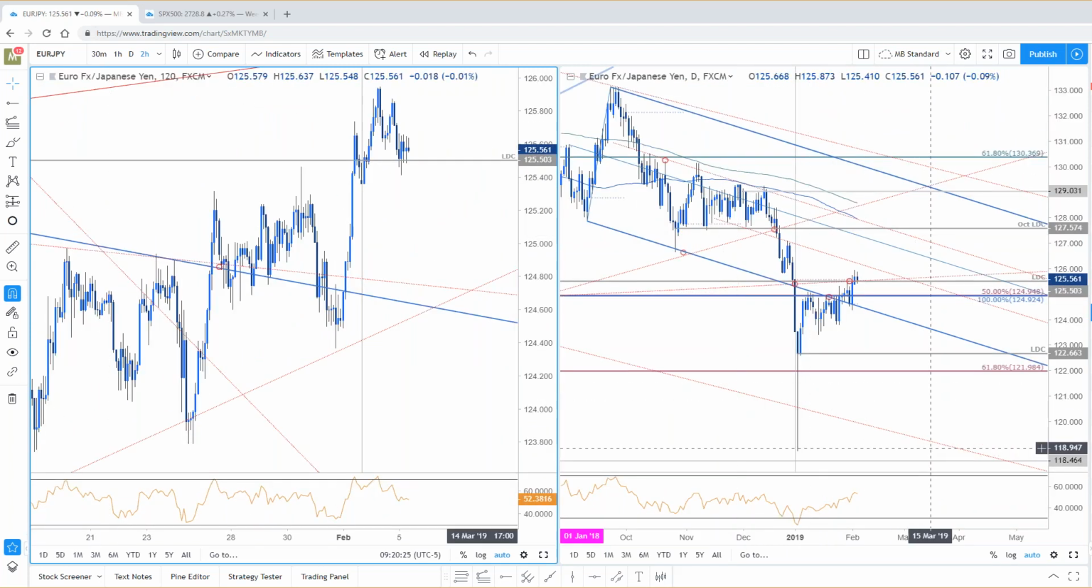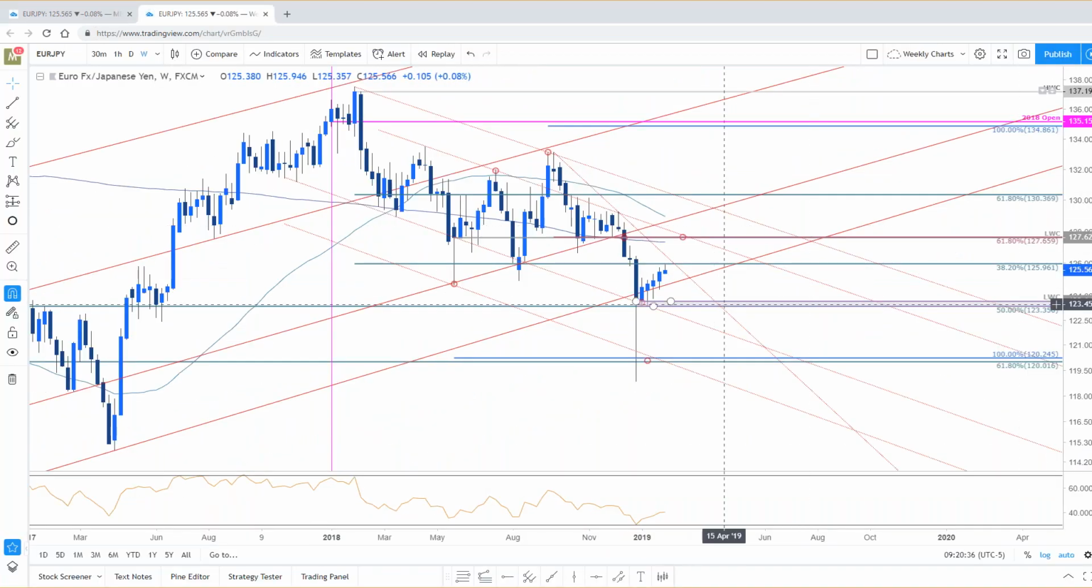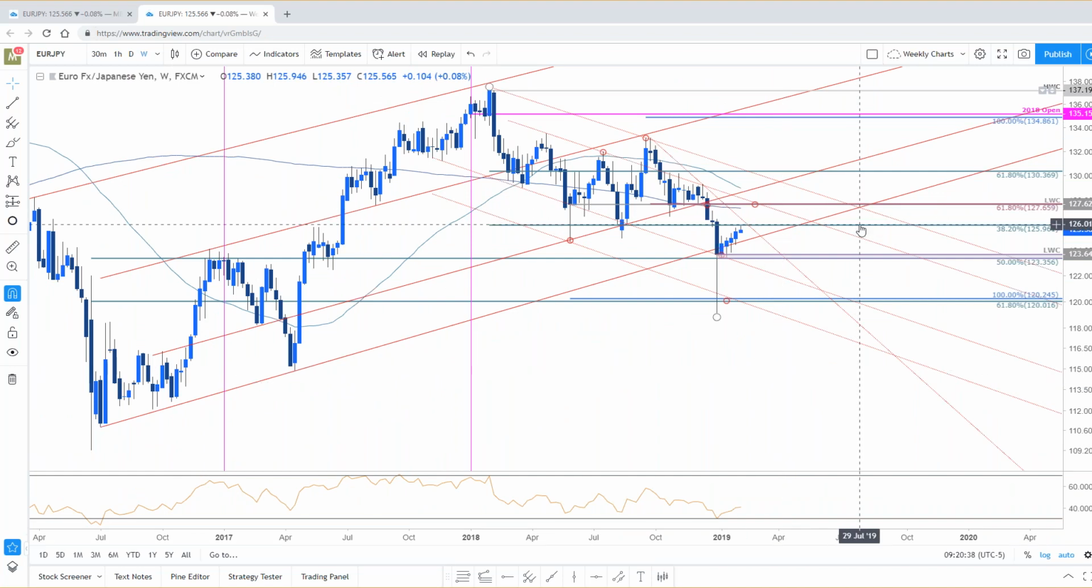Here's euro yen. Ty, I know that you always watch this trade, and I was looking at this. I published a piece on Daily FX yesterday. This is a basic 38.2 of the range from last year's high. It's also swing highs that we made back here in May of last year. Big level.